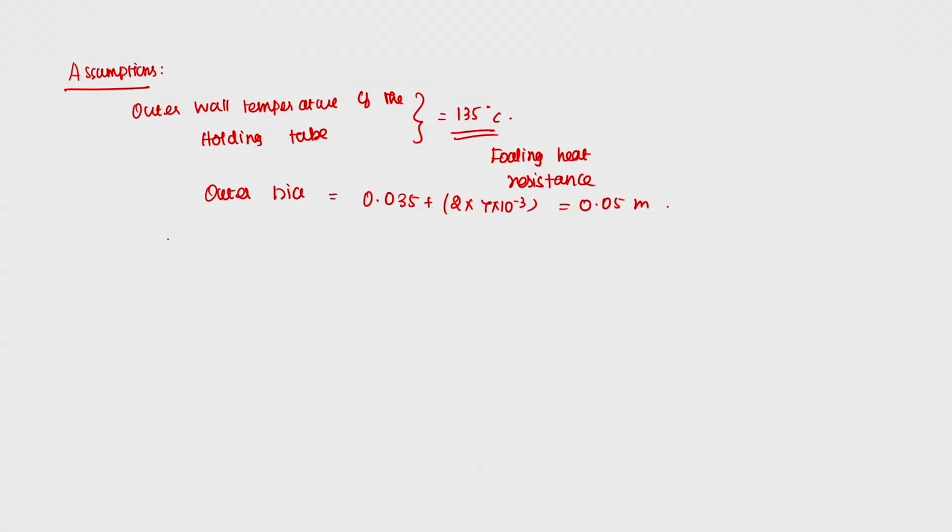So, then I am supposed to find out the area. The area is nothing but pi d L. So, pi into d, the outer dia we found out, into L, which we just found out, that is 6.7. So, approximately it is coming around 1 meter square. So, I know the area, then I can calculate the heat loss due to convection.